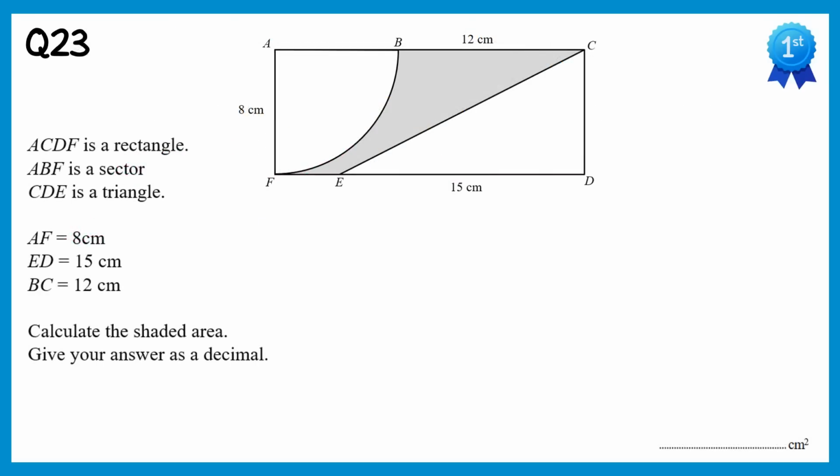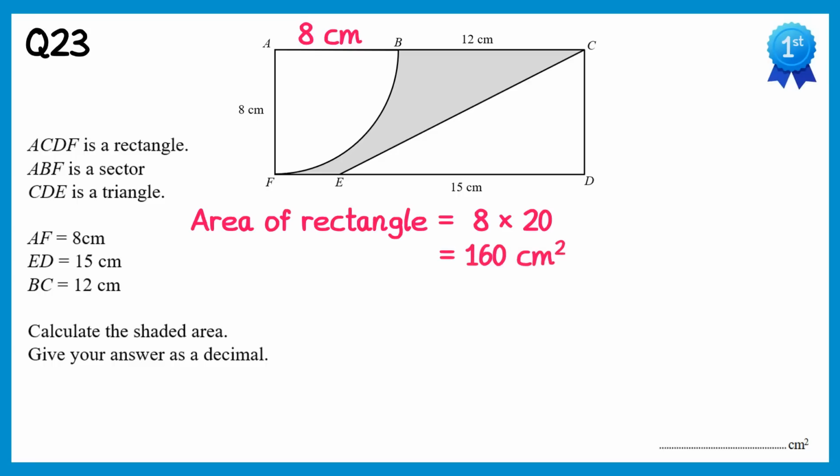For this question, I need to find the shaded area. To do this, I'm going to find the area of the large rectangle first. I need to spot that the length AB is also 8 centimeters because it's the radius of a circle. The length from A to C then is 8 centimeters plus 12 centimeters, which is 20 centimeters. So the total length along the top is 20 centimeters. So to find the area of the whole rectangle, I would do 8 times 20, which is 160 centimeters squared.